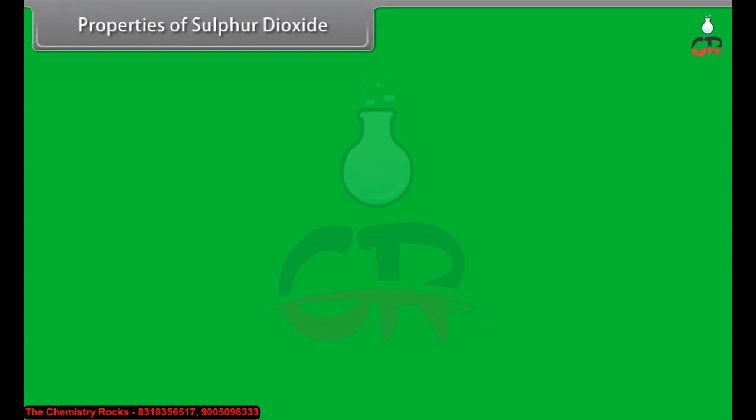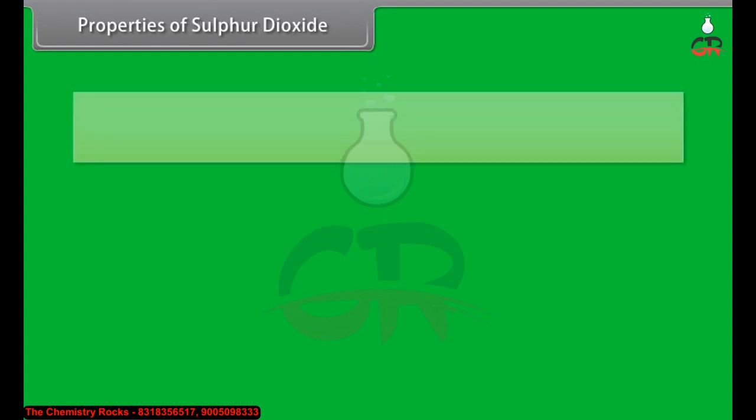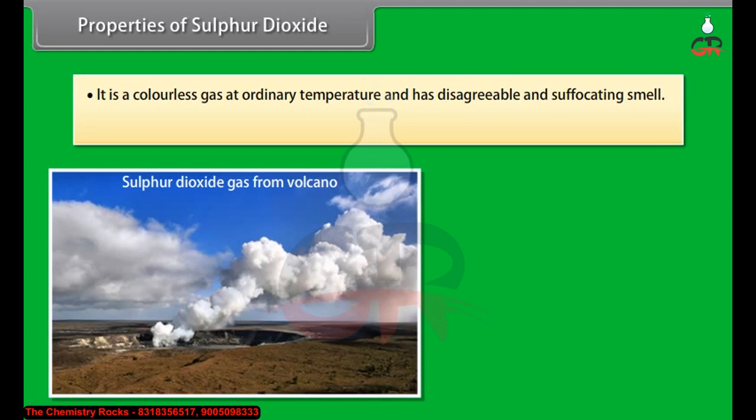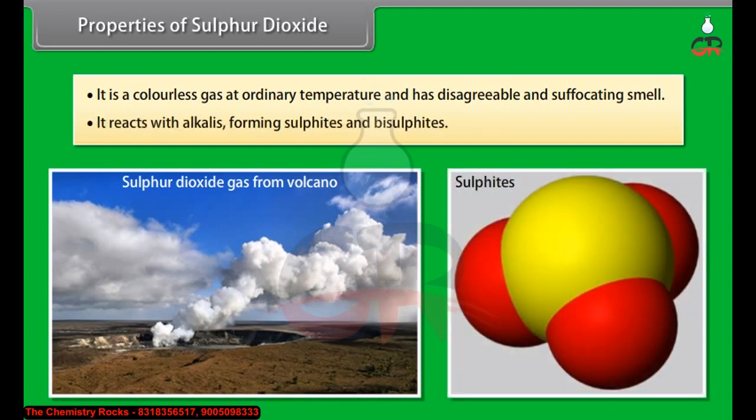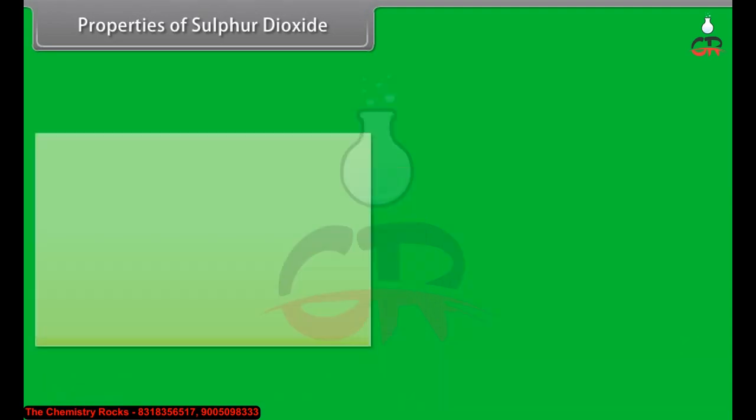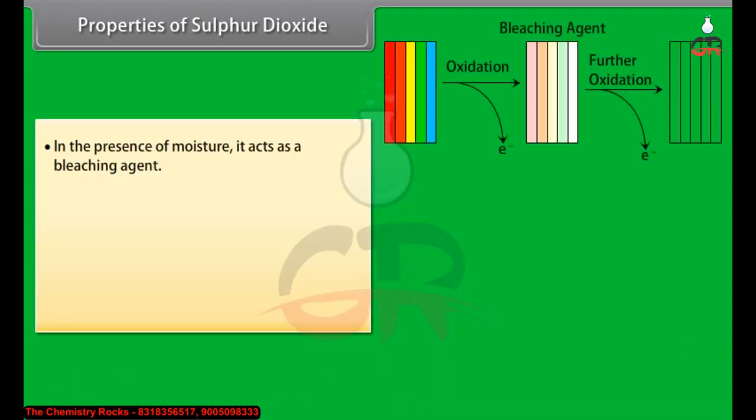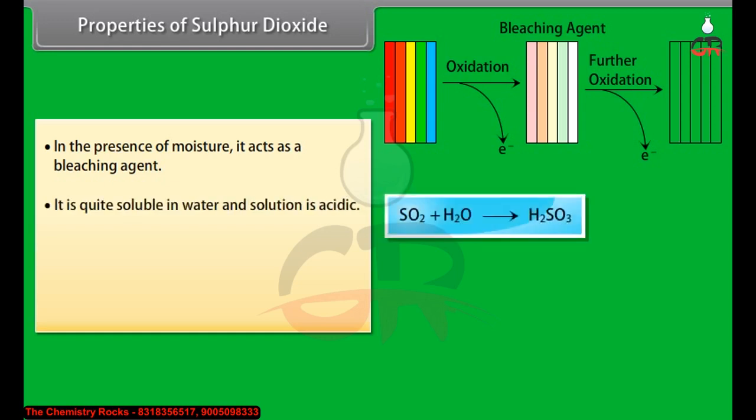Properties of sulphur dioxide. It is a colorless gas at ordinary temperature and has a disagreeable and suffocating smell. It reacts with alkalis, forming sulfites and bisulfites. In the presence of moisture, it acts as a bleaching agent. It is quite soluble in water and the solution is acidic.